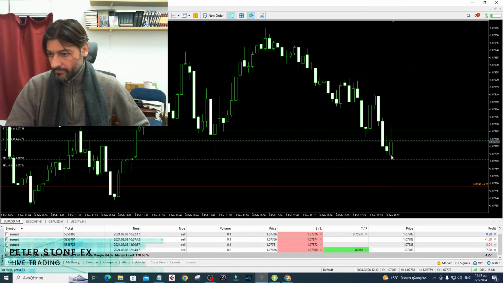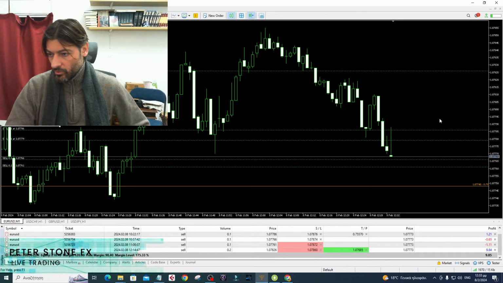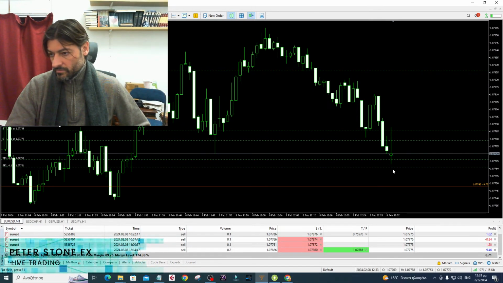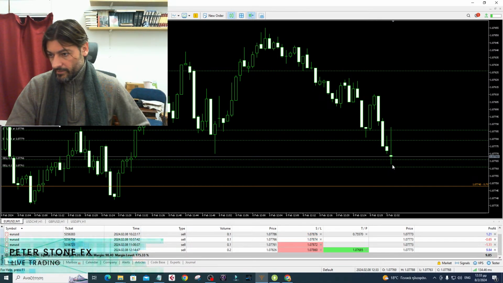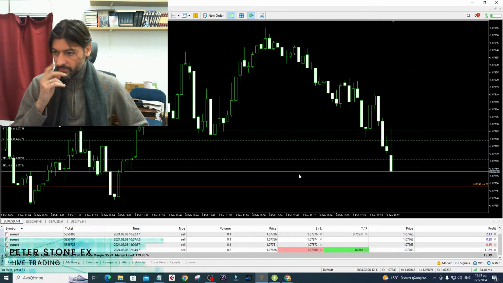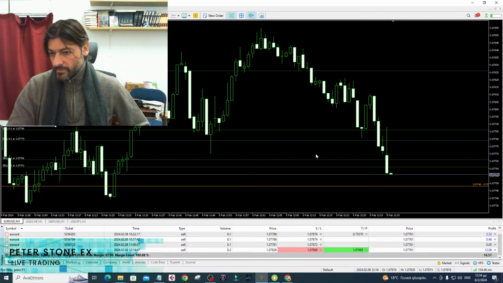If it doesn't have a wick, it's not strong. As you see it right now. Boom, it collapsed. And now it's a strong downwards. Now it created a wick, but this is not the wick that should suggest that we're going up. And you see it here.